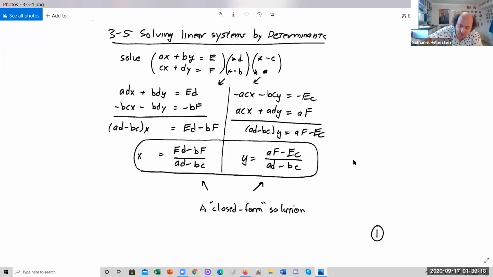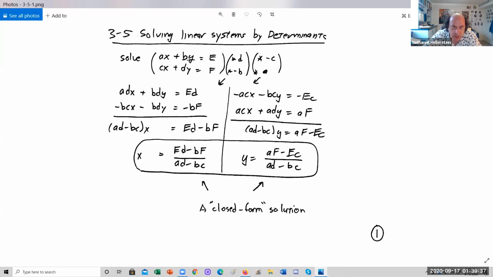All right. Here's a 2 by 2 system, a general 2 by 2 system. AX plus BY equals E, CX plus DY equals F. I want to find values of X and Y depending upon A, B, C, D, E, and F. Okay, first, let's use the solution by elimination.